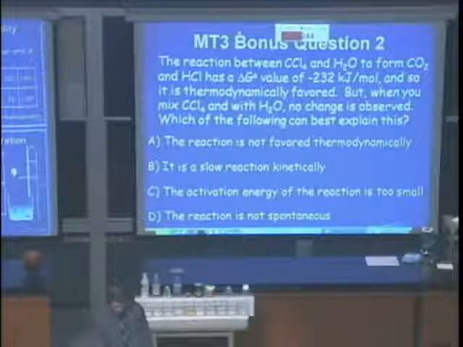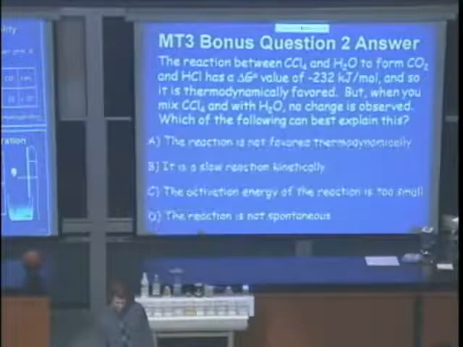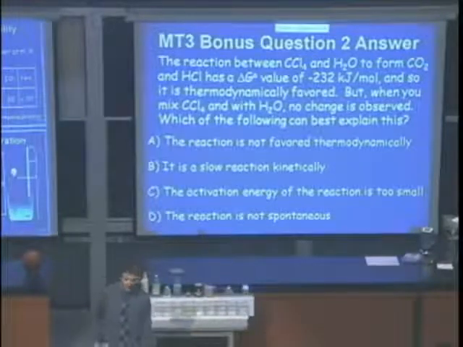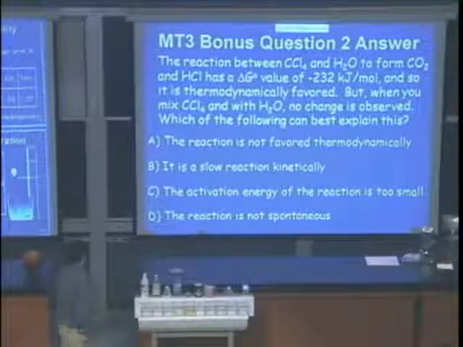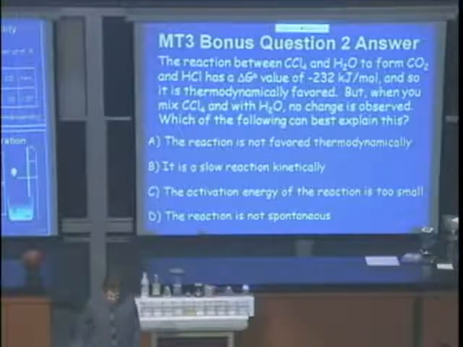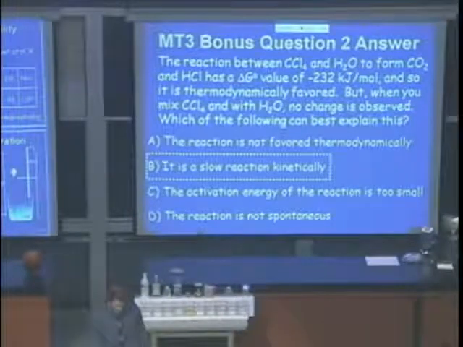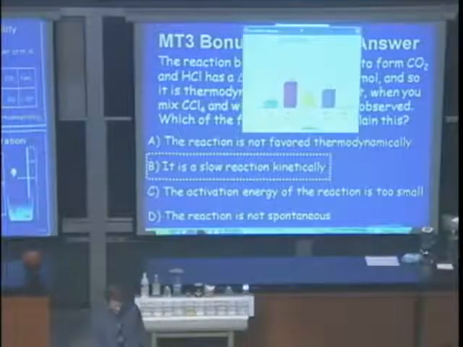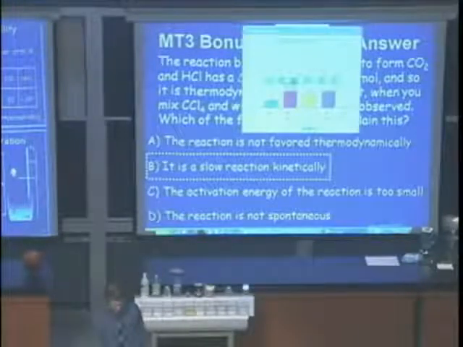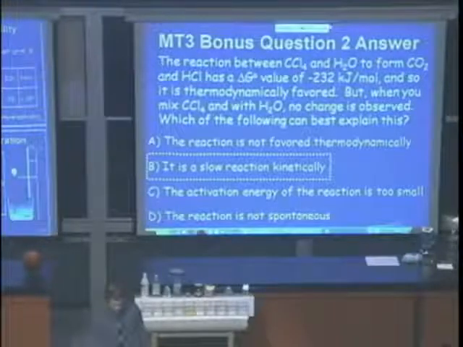Okay, 244. Wow, that's a lot more than this morning. Okay, so let's look at the answer. We've got four choices here. We can have a thermodynamically favored reaction that still does not occur, and the best way to explain this is B. It's a slow reaction kinetically. How'd we do? 100, all right. There we go, all right.